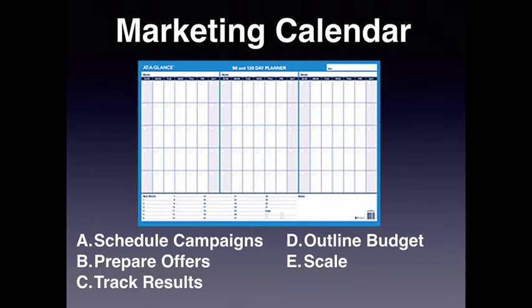Because you can see through it and plan for the future, you can also outline your budget. That tells you, okay, I know I need a specific amount of money every week for the next 90 days to maintain this marketing campaign, this marketing goal that I have for the next 90 days.